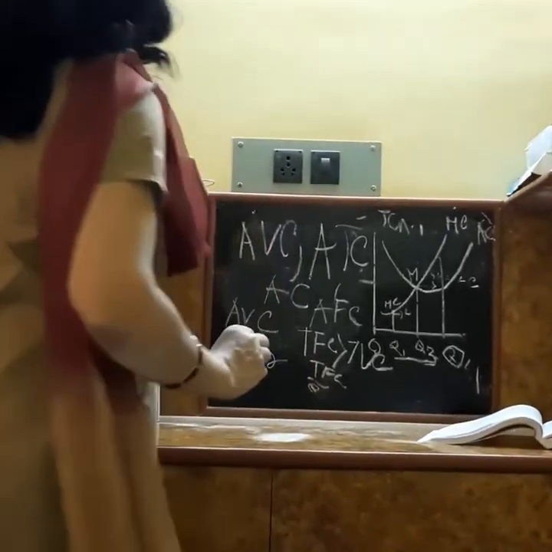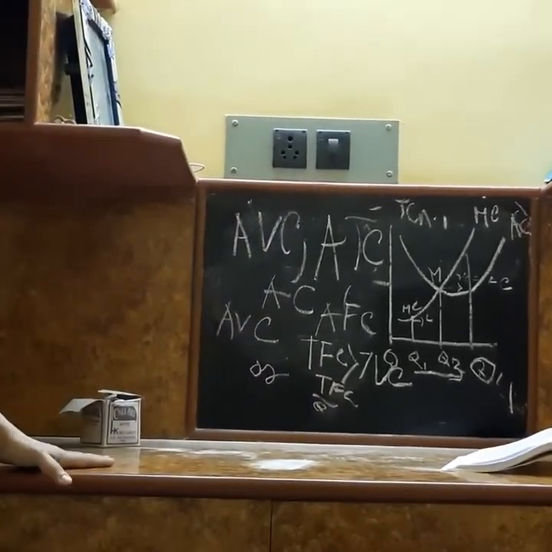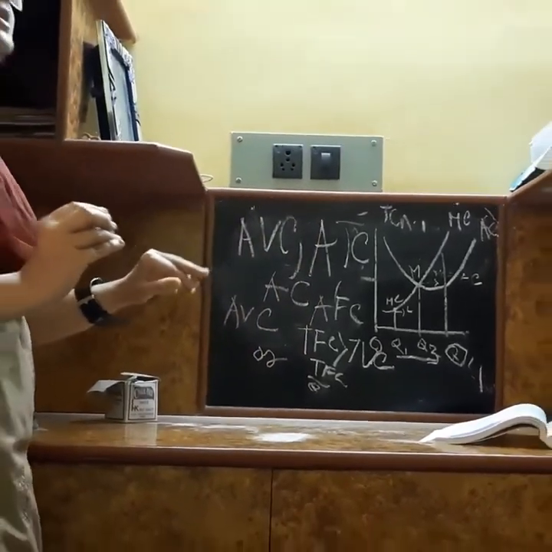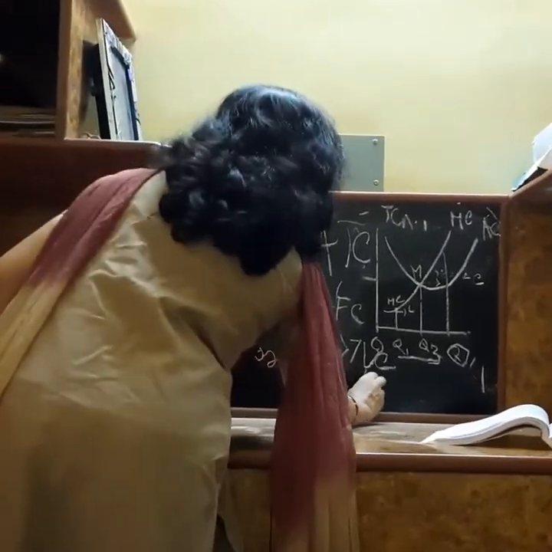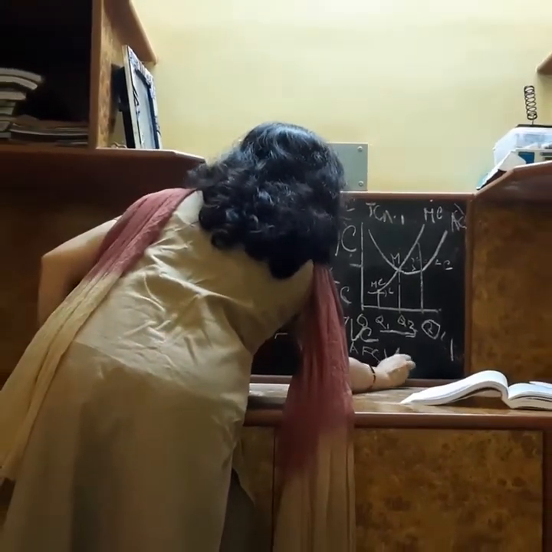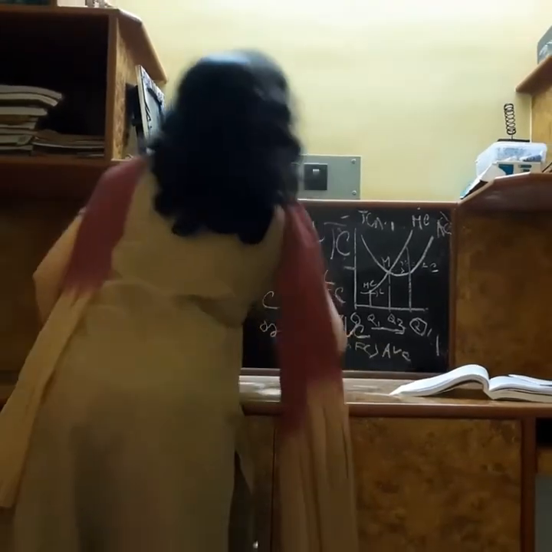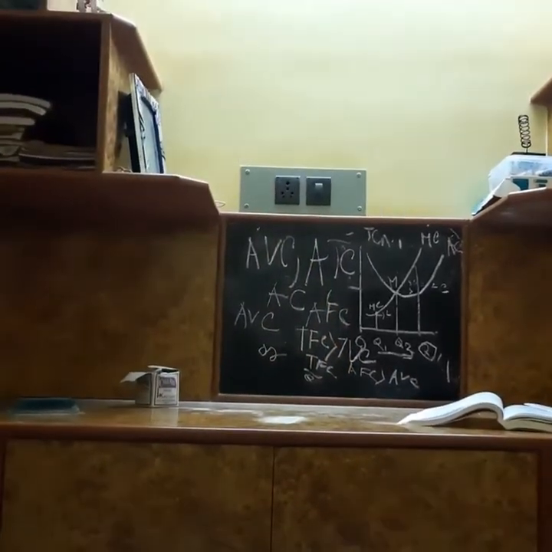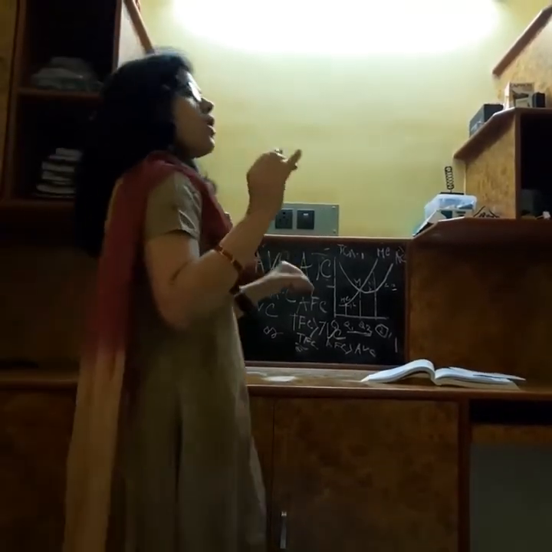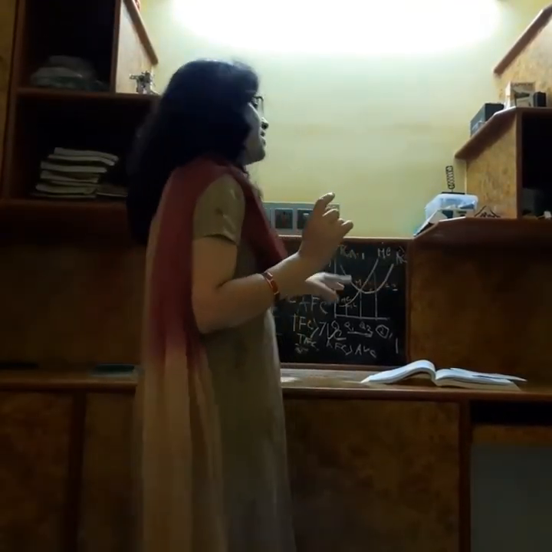So the value of TFC is more than TVC, or we can write TFC divided by Q, what we will get is AFC. So the value of AFC should be greater than the value of AVC. So AC, the average cost, comprises more value of AFC than AVC.